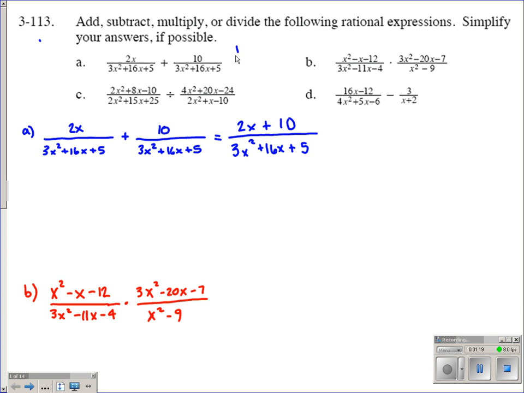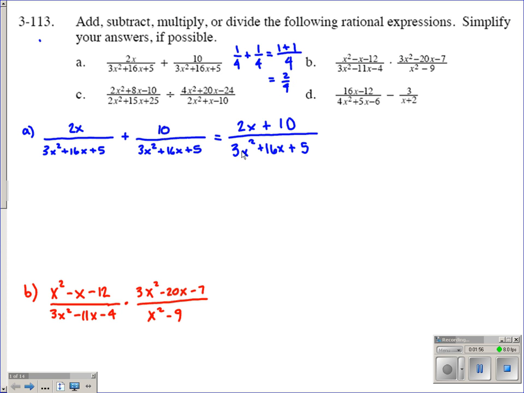This is the same thing as if we were dealing with numbers. If you had 1/4 plus 1/4, they have the same denominator, which means we can rewrite it as one fraction by adding our numerators over 4, which gives us 2/4. And everybody knows 2/4 can simplify down because 2 and 4 each share the factor 2, which gives us 1/2.